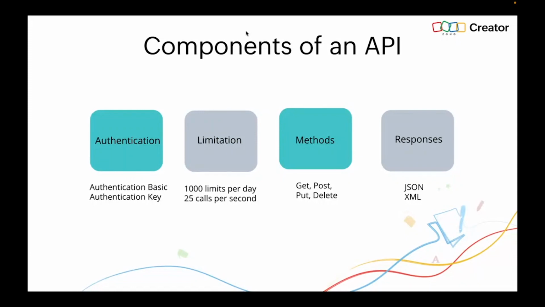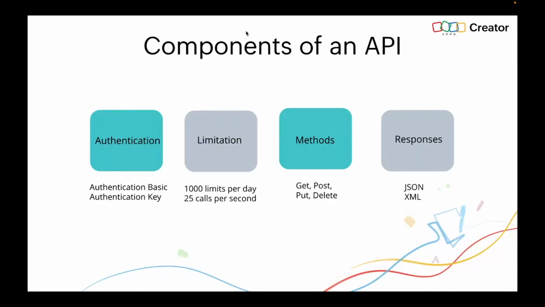The second component is API limitation. For example, how many API requests can be handled per day or per second. And the third is methods. There are four different methods that can be handled: get, post, put, and delete. Get is used for retrieving the data, post is used for creating a record, put is used for updating the record, and delete is used for deleting the record.